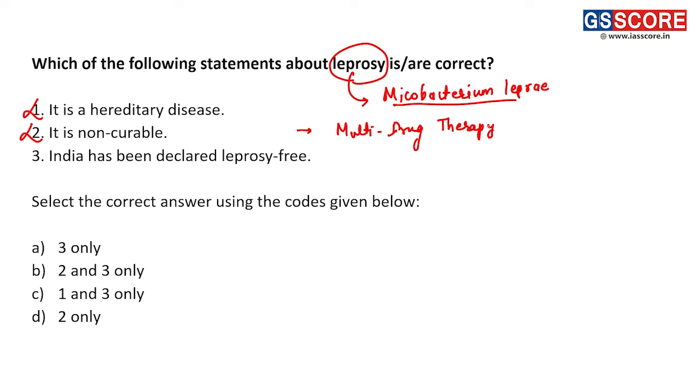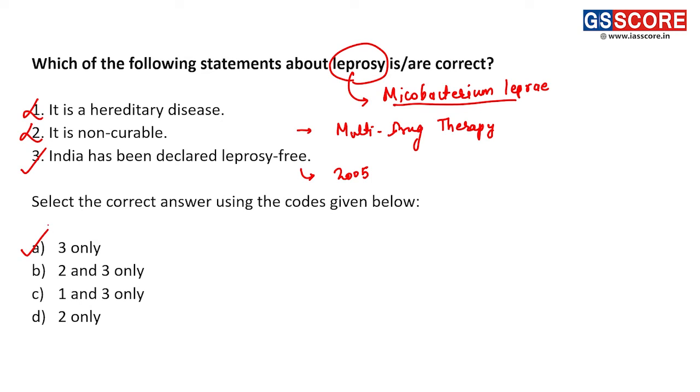Third statement is, India has been declared leprosy free. This statement is correct. In 2005, India was declared a leprosy free country. So out of these statements, only the third statement is correct, and that's why the answer is A, 3 only.